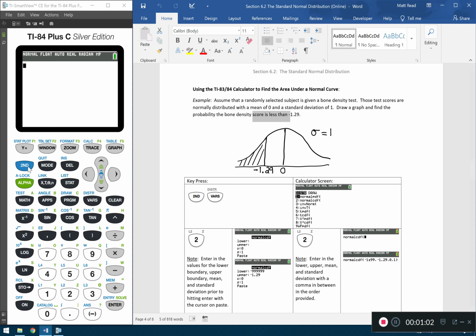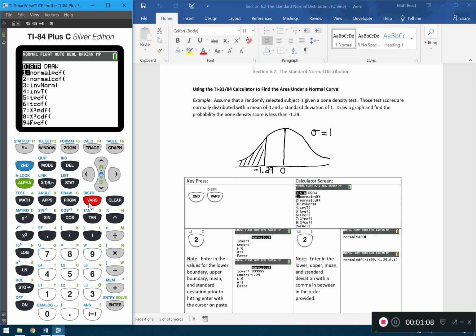So we'll go ahead and use the distributions menu to get to our normal CDF feature. So distributions, second, and variables, and we notice option number 2 is normal CDF. Please be aware we have no intentions of using the normal PDF feature this semester, so please do not accidentally use it. We'll go ahead and hit enter. Please be aware that the older operating system looks different on this screen. We'll get to what your screen should look like in just a moment.